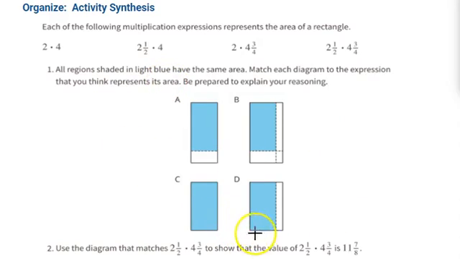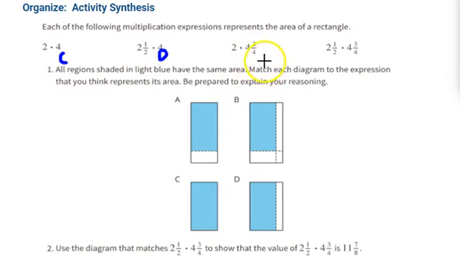So if we look at each of these, C is going to match this one here, right? Because it's just 2 times 4. Here we have 2 1/2 times 4. Which one's that make? It's actually going to be D here, right? Because we have the shorter side and a little bit more, and we've got a long side that's just not changed, so that would be 2 1/2 times 4.